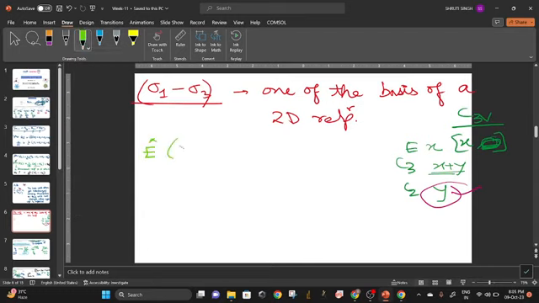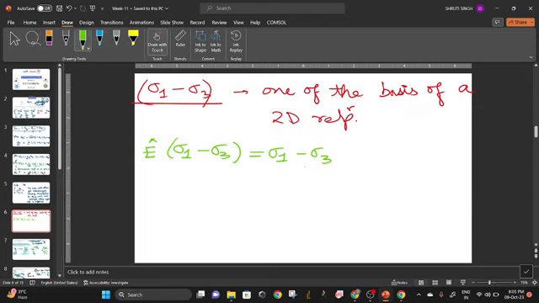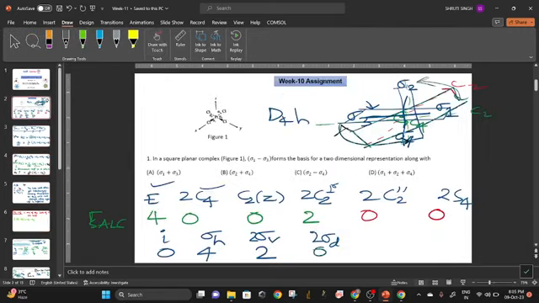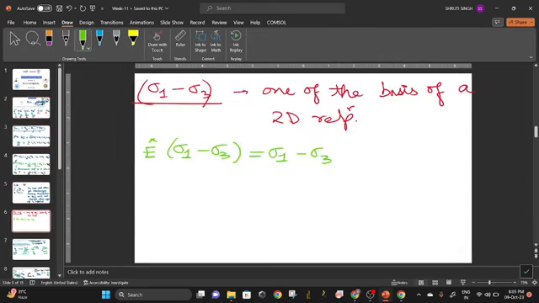When I apply E on sigma 1 minus sigma 3, nothing will change, so it will be sigma 1 minus sigma 3. Now I'm applying the operations of the D4h group only. The second operation is C4. When I apply C4 on sigma 1 minus sigma 3, you remember where my sigma 1 and sigma 3 are. This is sigma 1 and this is sigma 3. This is the combination.